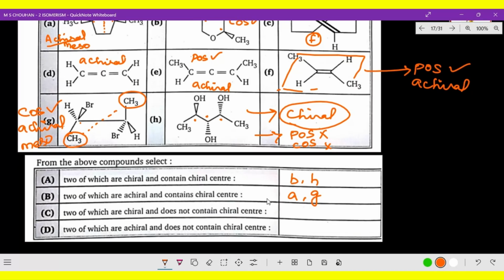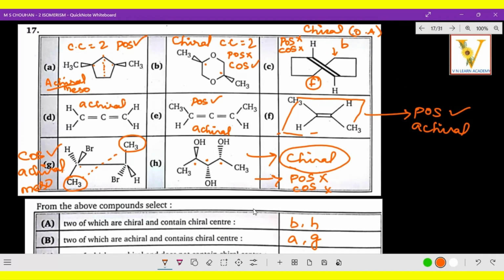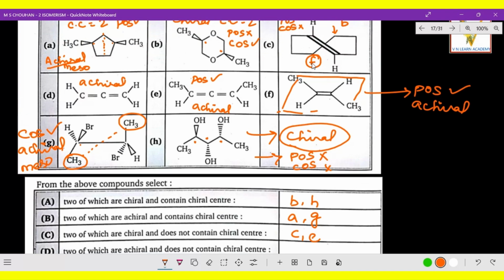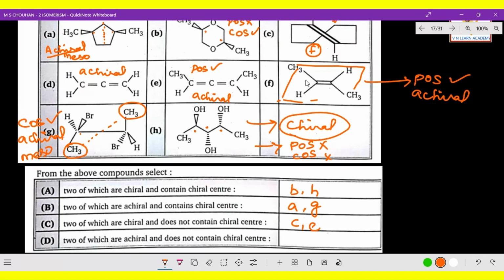Right, third one, what is it? Here in the third one, C. See what they are mentioning: two of which are chiral and do not contain chiral carbon, chiral center. So that is actually C and E, C and E. See, C. There is no chiral center. When you turn this side, no, there is no chiral. And the next one, E. So here also there is no chiral center.